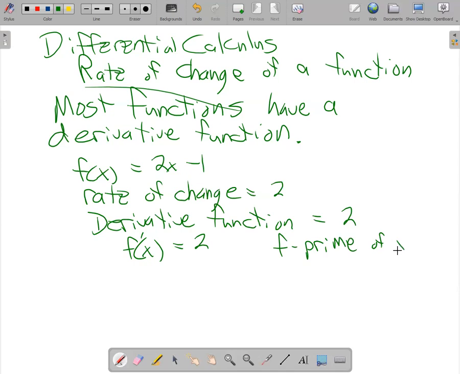So the original function, if it's called f of x, the derivative would be called f prime of x, if that derivative exists. Another notation we might see for this, because sometimes we write functions as y equals 2x minus 1, is that people will write the derivative function as y prime, with a little apostrophe, equals 2.